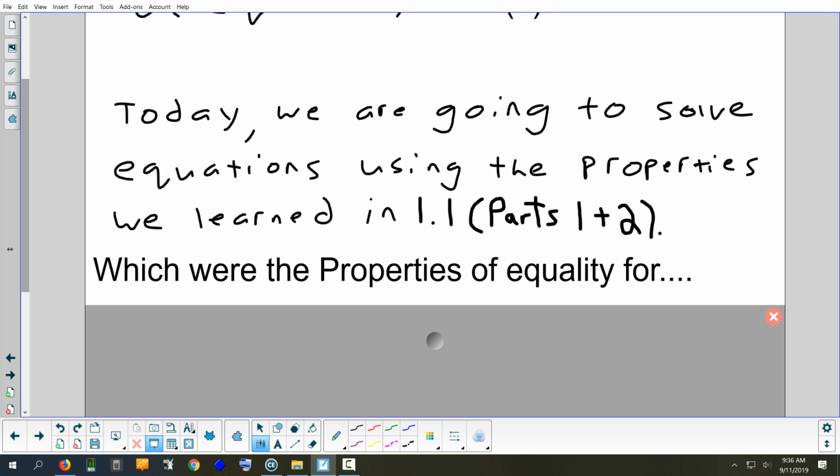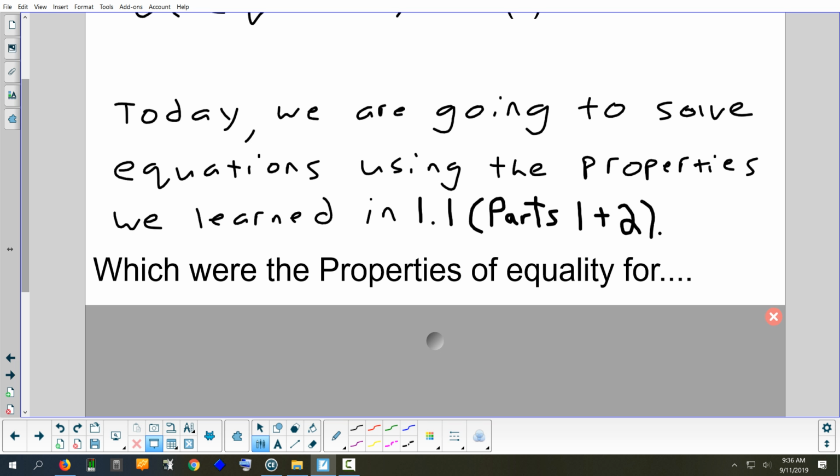Can somebody tell me the second property? Don't remember one of the other ones? Yep. Subtraction property of equality, which says you can subtract the same number from both sides.